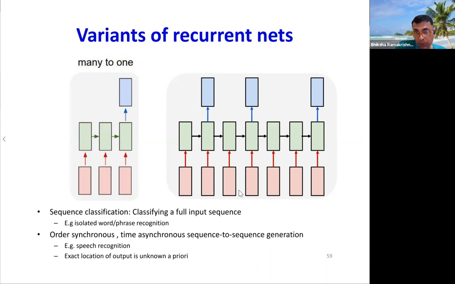This fourth variant is more complex. This is order synchronous, but time asynchronous, meaning you get a sequence of inputs, you get a sequence of outputs, but you do not have one-to-one correspondence between the inputs and the outputs. So can anybody think of a situation where this happens? Anyone?